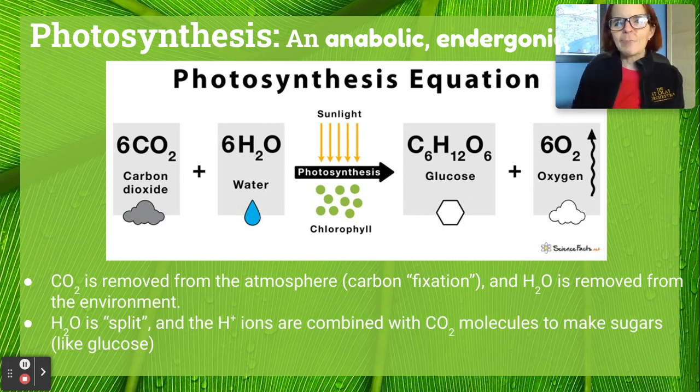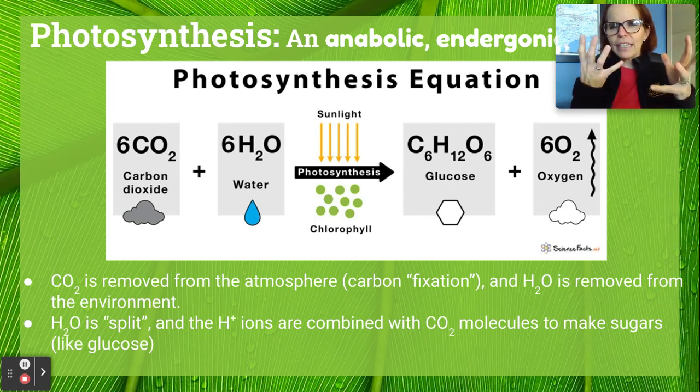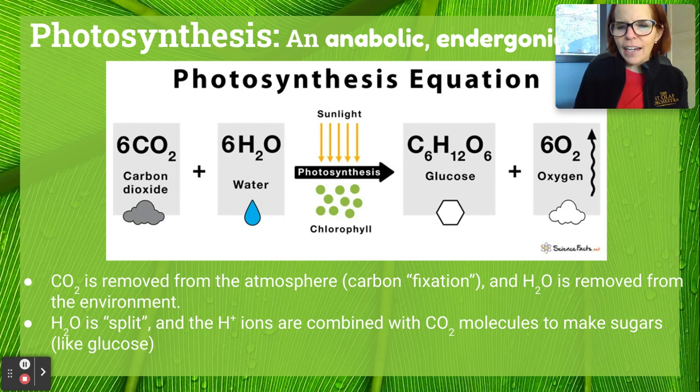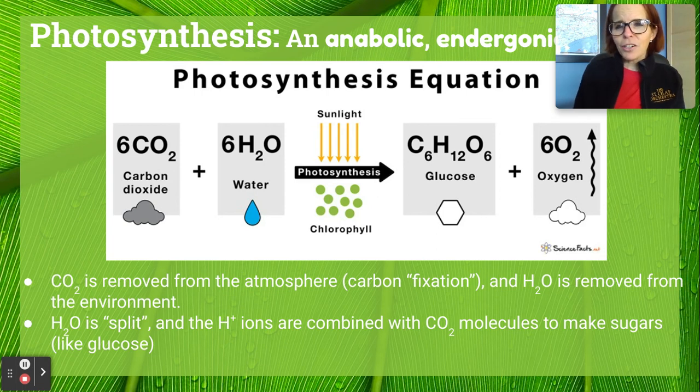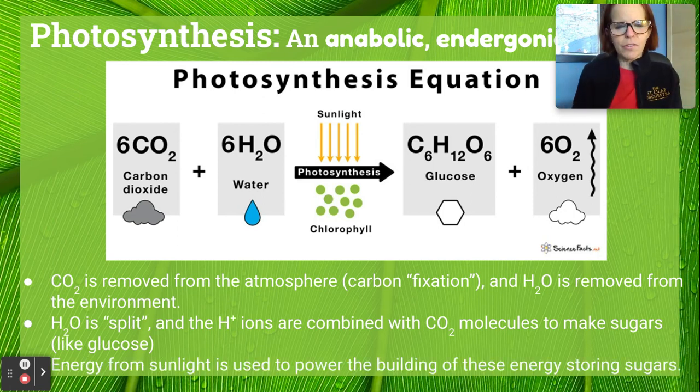Water is then split. And so water is broken into hydrogen and electrons and oxygen. The hydrogen ions are combined with carbon dioxide. So you have H's, C's, and O's. And that makes the sugars. Remember, glucose is C6H12O6. That's where those C's, H's, and O's come from. And then the energy from the sunlight is used to power the building of these energy storing sugars.